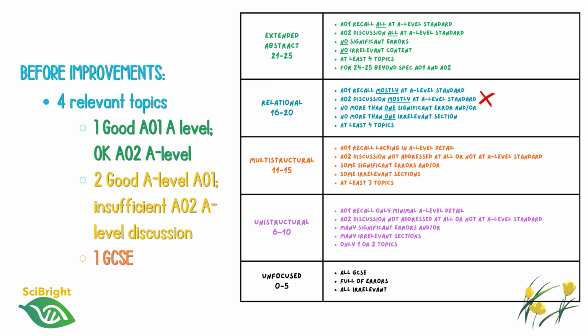So to get 16, we would have to have 4 paragraphs with good AO1 and good AO2. And we have to consider that most paragraphs in this essay are not meeting sufficient AO2 depth at A level. But most paragraphs have good A level terminology in the AO1 recall, and there weren't too many errors. So I'm going to give this essay 13 out of 25 in the middle of the multistructural band.